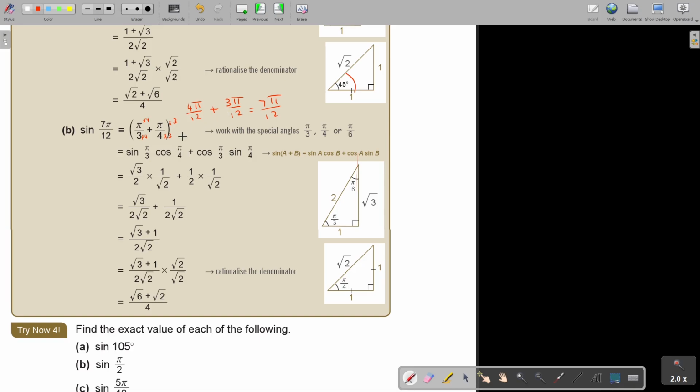Okay, and then basically now I'm just going to say sin pi over 3, cos is adjacent, cos pi over 4, so it's 1 over square root 2. Then cos pi over 3, it's 1 over 2. And then sin pi over 4 is opposite over this. Okay. And then I'm going to do this, and again I'm adding, and I'm getting exactly the same answer. Did you see that? That's how I do it.